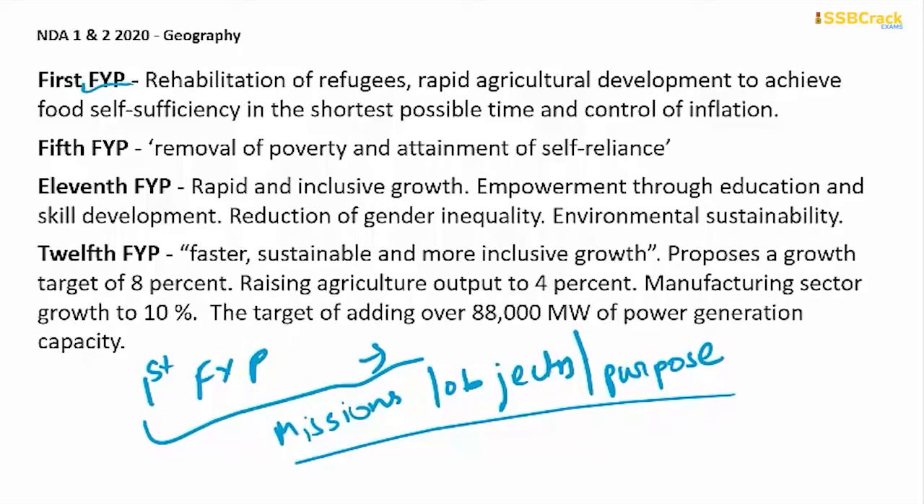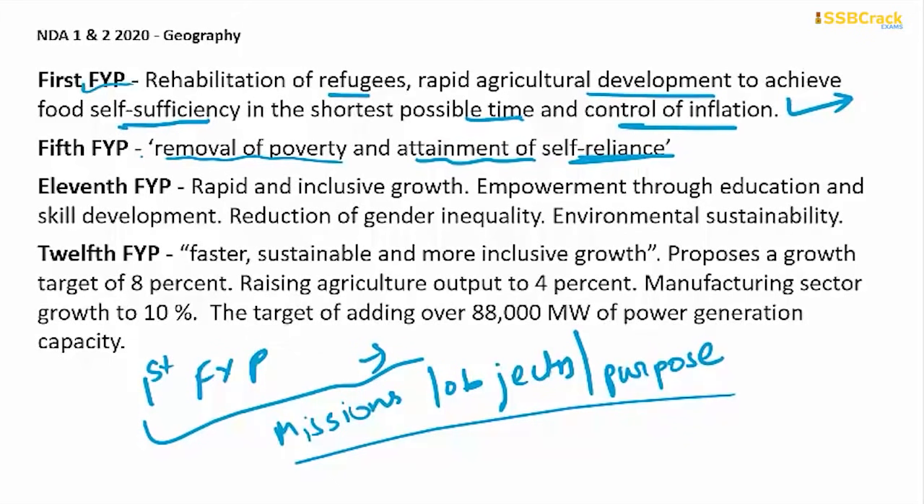The objective of the first 5-year plan was rehabilitation of refugees, rapid agricultural development to achieve food self-sufficiency in the shortest possible time, and also control of inflation. Since this was also the time after World War II, the officials also tried to manage the disequilibrium caused by the damages during World War II. Second, we have the fifth 5-year plan. This fifth 5-year plan had the mission of removal of poverty and attainment of self-reliance.